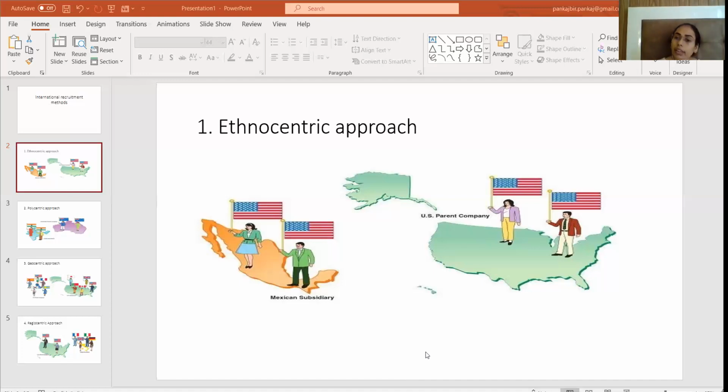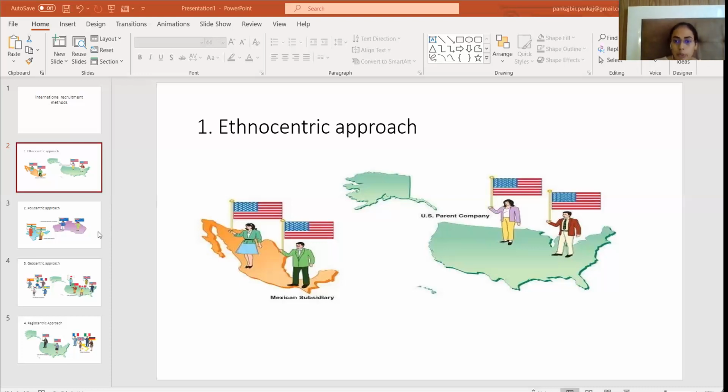The ethnocentric approach places natives of the home country of a business in key positions at home and abroad as well. As you see in the example, the US parent company places natives from the United States in key positions in both the United States and Mexico as well.